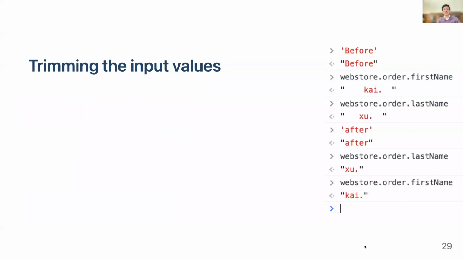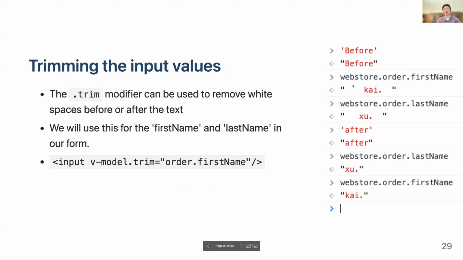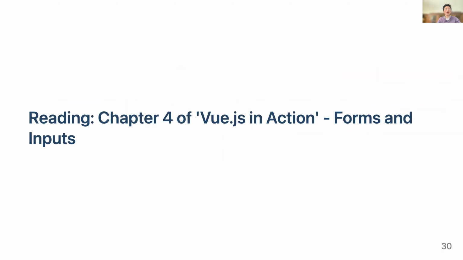Okay, there's another modifier, and maybe this one is slightly more useful: it allows you to trim the input values. For example, it can remove the space before and after the text string, if that's what you want to do. So if you use .trim, it will remove the space before Kai and Shu, and also afterwards as well. Okay, and that's it. So this will be chapter 4 of the book.